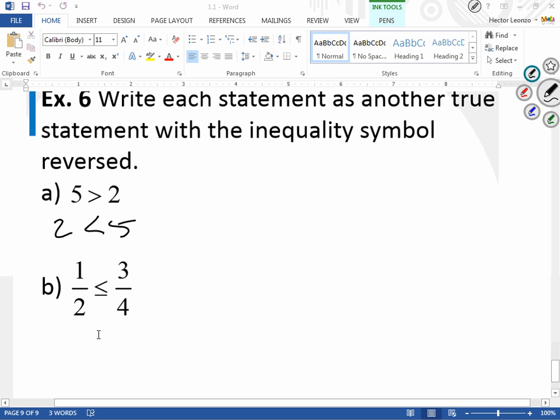Same thing here. I'm going to flip my inequality sign. Instead of less than or equal to, I'm going to write greater than or equal to. But just like I did on example 8, reverse, flip your numbers. My 3/4 on the right goes on the left, and my 1/2 on the left goes on the right. So that's what it means to write each statement as another true statement with the inequality symbol reversed.